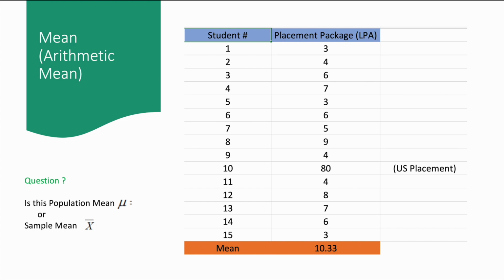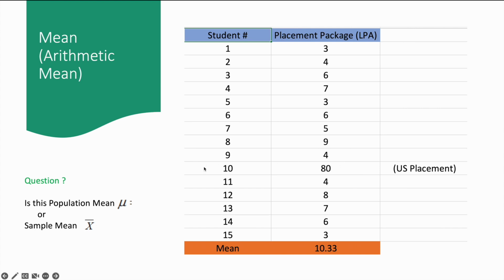Now let's take another example to understand arithmetic mean one more time. Here I have taken an example, and this is a toy example, and it will be a running example throughout this series of videos. In a particular college, the first column represents the roll number of the students. I have taken a sample of 15 students over here, and these are the placement packages in lakhs per annum. The first student with roll number 1 got a 3 lakh per annum package, the second one got 4, the third one got 6 lakhs per annum, the fourth one got 7 LPA, and so on.